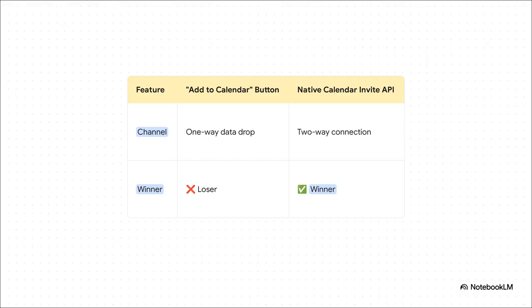And for our final round, let's talk about the communication channel itself. The old button is basically a one-way, one-time data drop. It's like throwing a file over a wall and then the conversation is over.